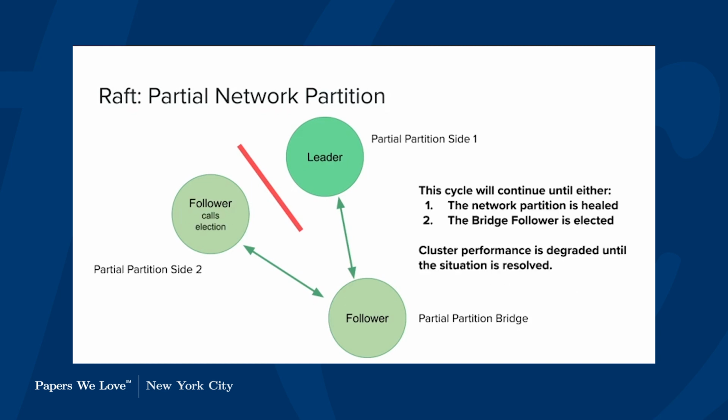And the same follower that couldn't connect to the leader still can't connect to the leader, still calls a new election. And we're just left in this endless cycle until either the network partition is healed or the follower that can see both on the bridge gets elected as the leader, because then things can continue on. Both followers can see the leader. Everybody's happy and is good to go.